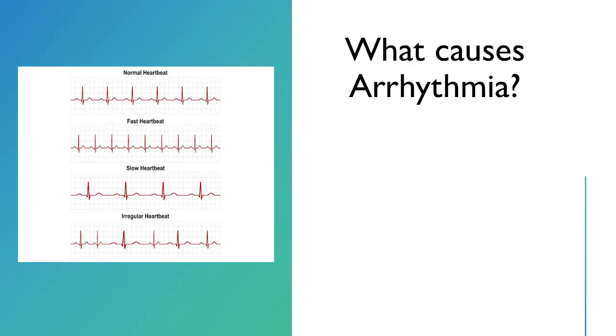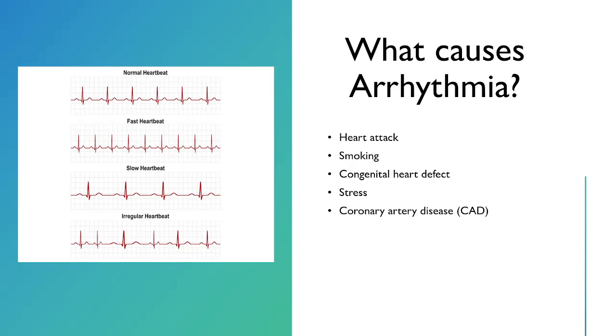Many factors can affect your heart's rhythm, such as having a heart attack, smoking, congenital heart defects, and stress. Hormones released into the bloodstream by the sympathetic division, epinephrine, norepinephrine, and thyroid hormones, also influence the heart rate.